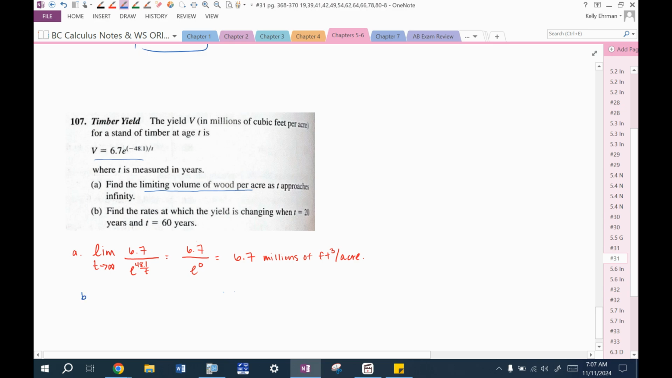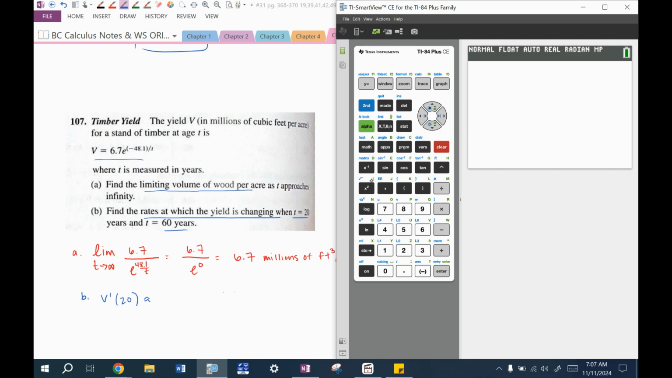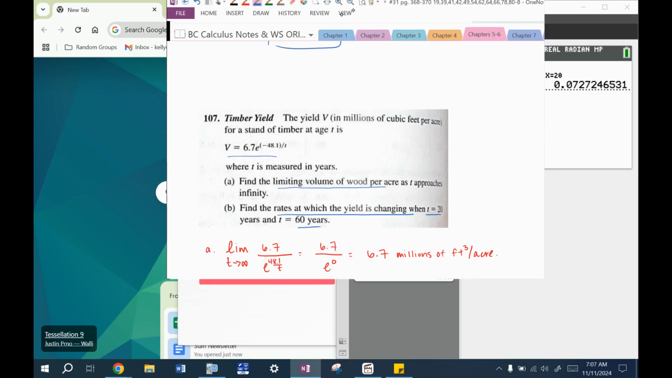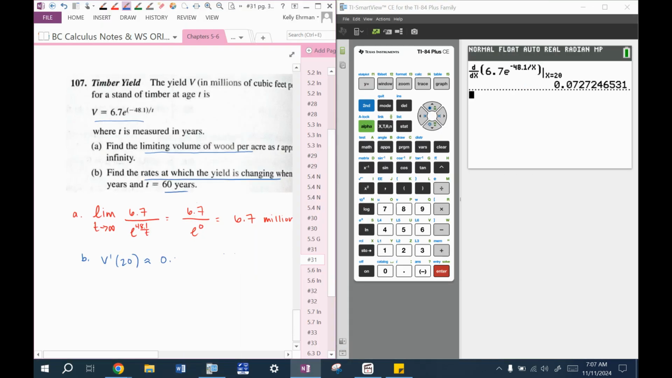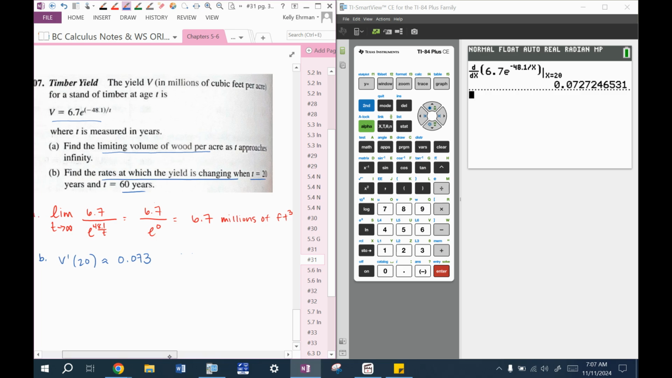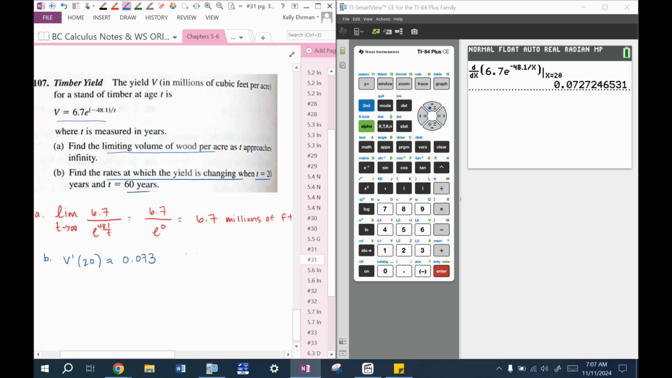Part B says find the rates at which the yield is changing when T is 20 and T is 60. So again, if we can use a calculator, which I'm saying we can, we're not going to show any work for this. We're just going to do the equation. So math 8, derivative with respect to x of 6.7 times e to the negative 48.1 divided by x. Evaluate when x is 20. So 0.073. What would the measurement be in this? So this is millions of cubic feet per acre and then per year.